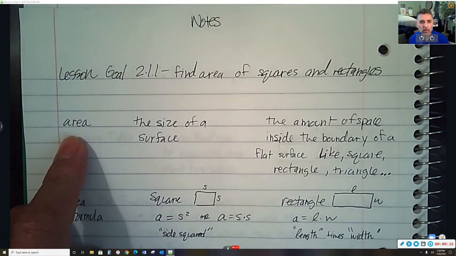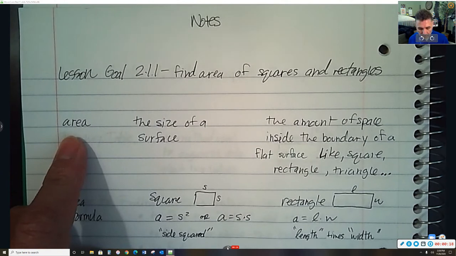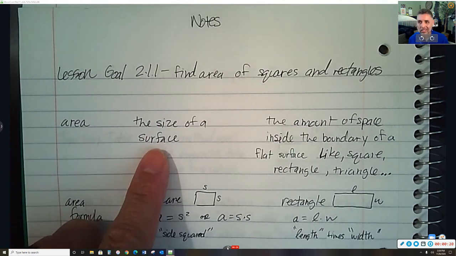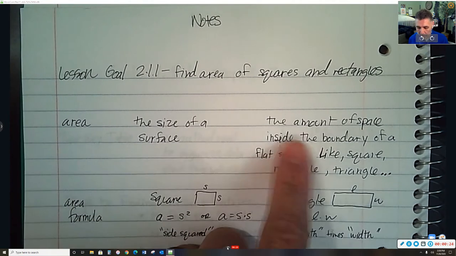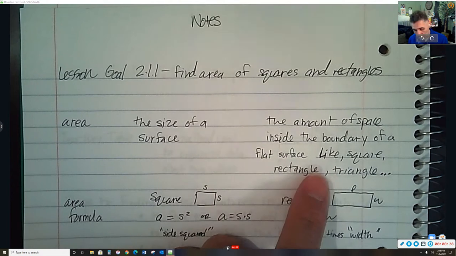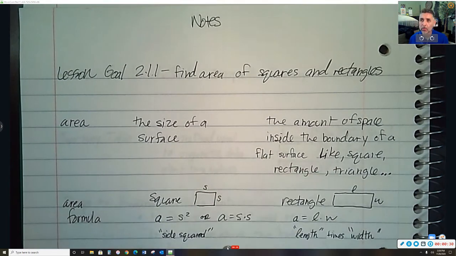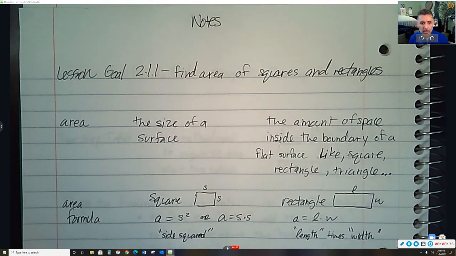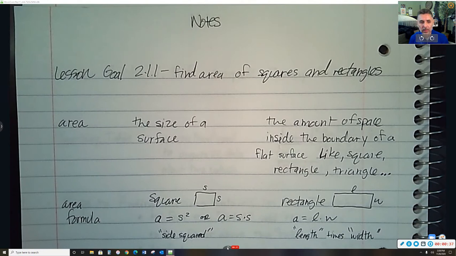So the definition or the description of an area, it's pretty much the size of a surface, okay? Or you can think of it as the amount of space inside the boundary of a flat surface, like a square, a rectangle, triangle, pretty much any geometric shape or math shape that you can think of.